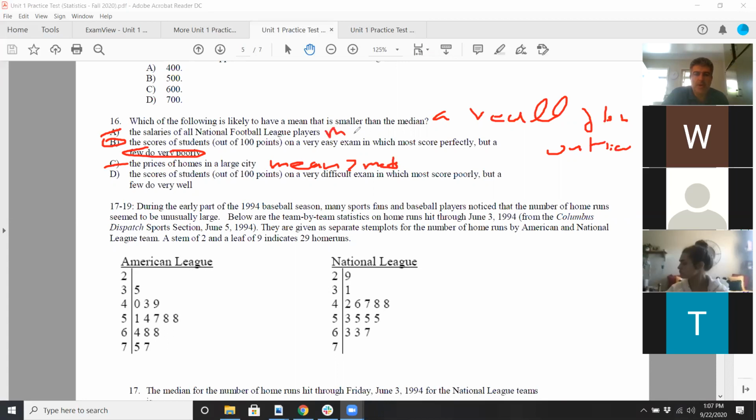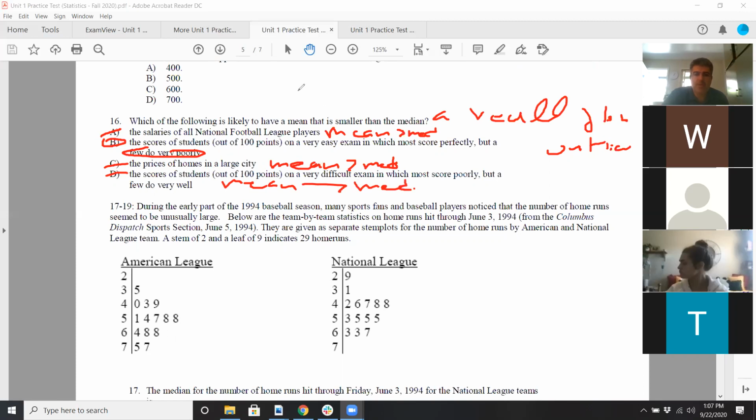Here, your mean would also be bigger than your median. Again, for A, think of a really good football player. For C, think of one pocket or one neighborhood that has just a lot of very expensive homes. At Peel, it was a very difficult exam. A lot of people did poorly, except for maybe a handful. That's also the same thing. Mean would be higher than the median. So expect those kinds of intuitive questions.